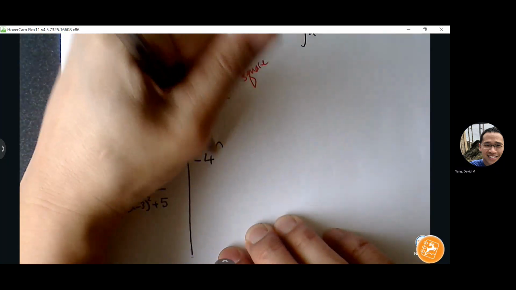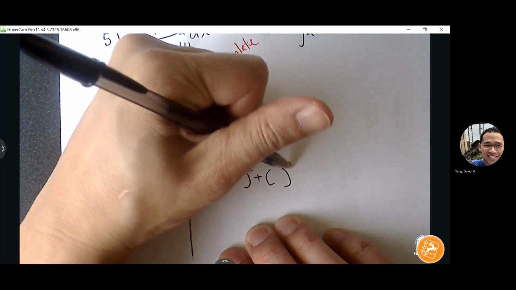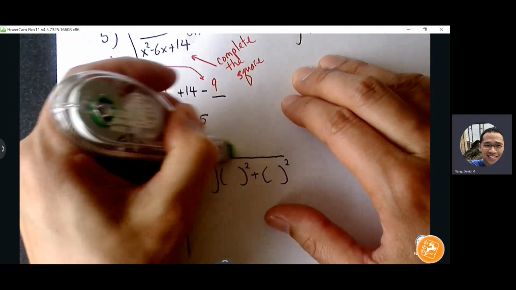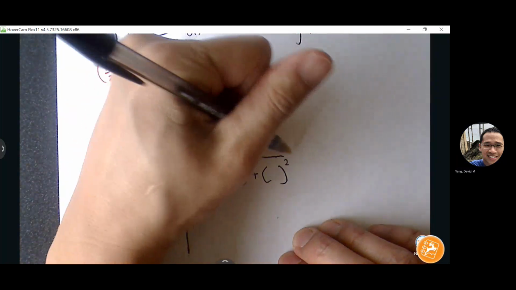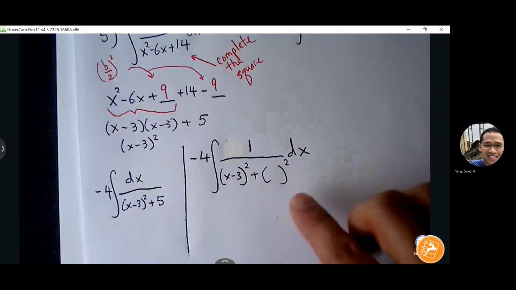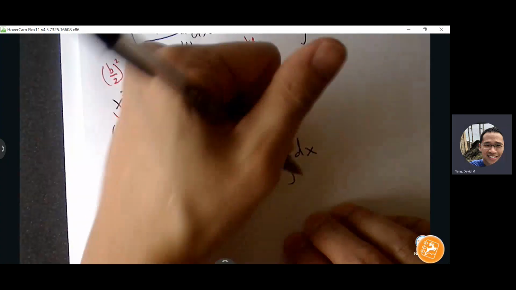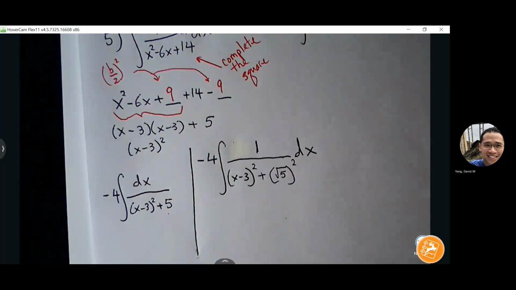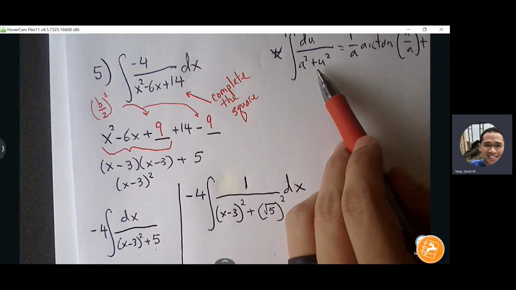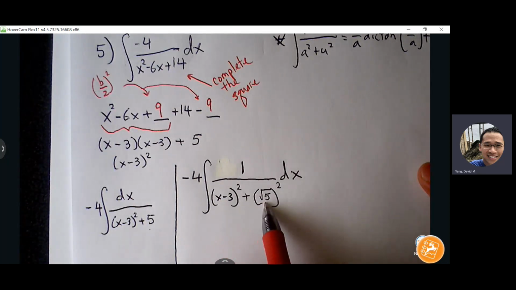So if we want to put this dx out, we can. Now we know the x minus 3 is good. But what can I put inside this parentheses so that when I square it, it ends up being the same thing as 5? Root 5. Now your a and your u may be out of order, right? But we know what our a and our u value is because your u has the variable in it. The a is the constant.